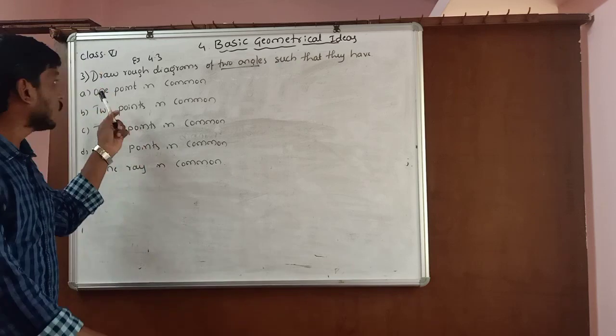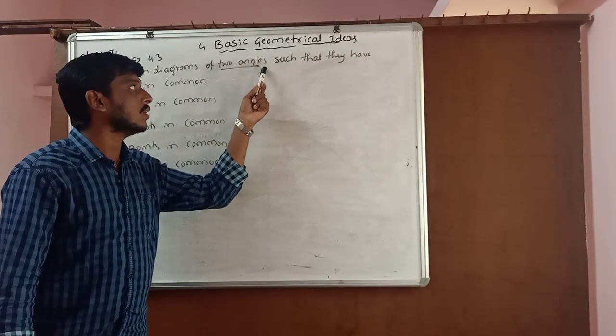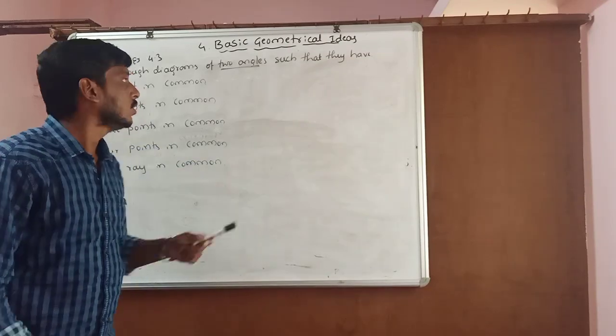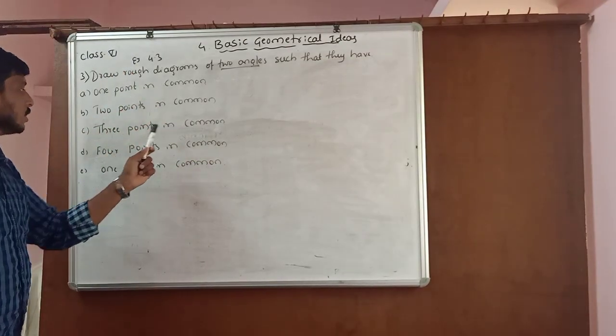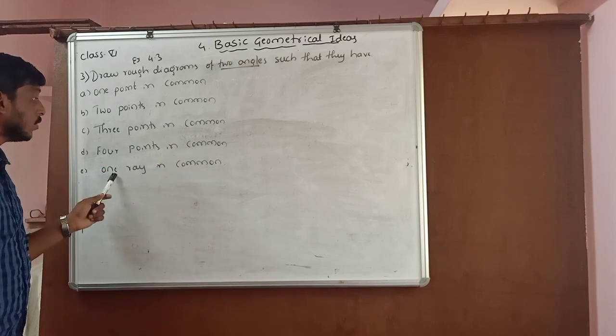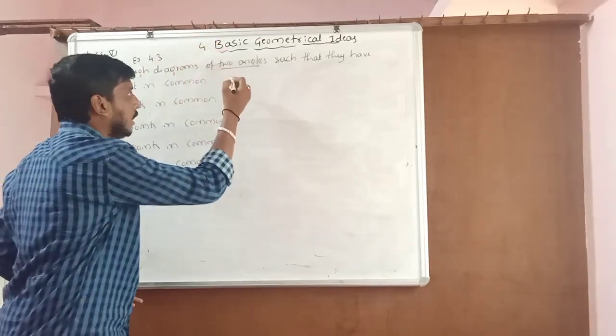Okay students, the last question on this exercise is: draw rough diagrams of two angles such that they have 1 point in common, 2 points in common, 3 points in common, 4 points in common, and one ray is common. How to draw the rough diagrams? I will show the first one, A.